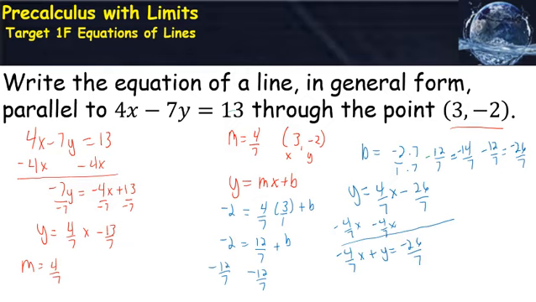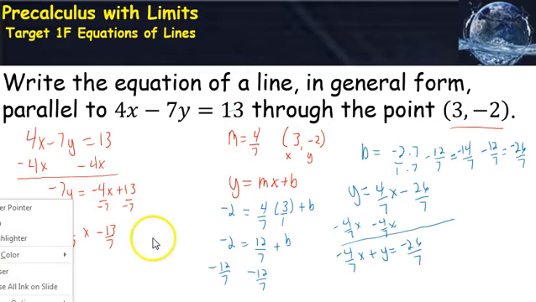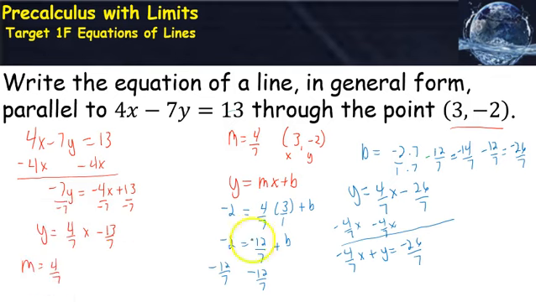And now I'm going to multiply by the negative 7. The negative 7 cancels with the 7, and the negatives cancel, so I'm left with 4x. And negative 7 times y is negative 7y. And negative 7 cancels with the 7, and the negatives cancel, and 26. So that's the answer: 4x minus 7y equals 26.